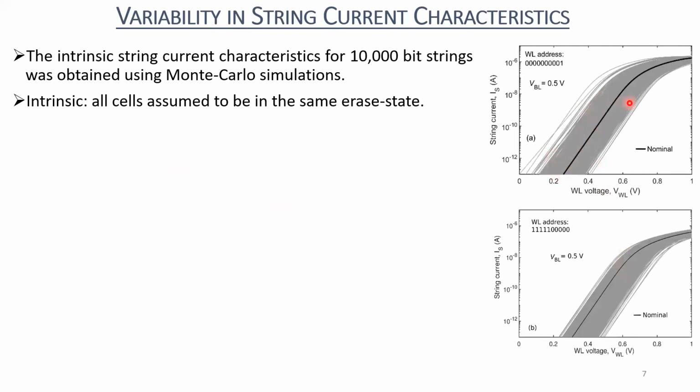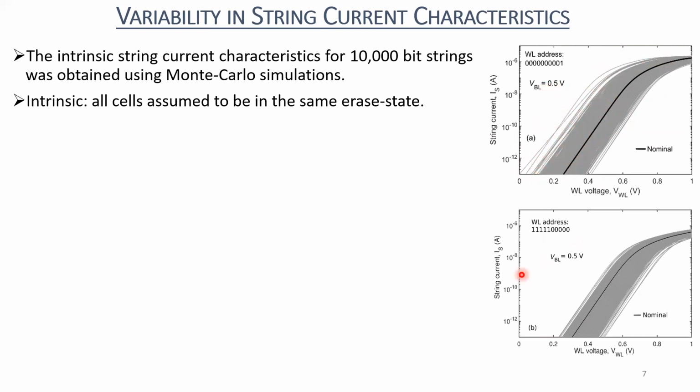So this is the nominal characteristics, and these are by the different cells, or by different strings along your array. So each of these characteristics corresponds to one string. You can see that not only the threshold voltage is changing because of those different sources of variation, but also the subthreshold swing is changing. You can see that here the subthreshold swing is small, here the subthreshold swing is high. So even the subthreshold swing changes because of those sources of variation.